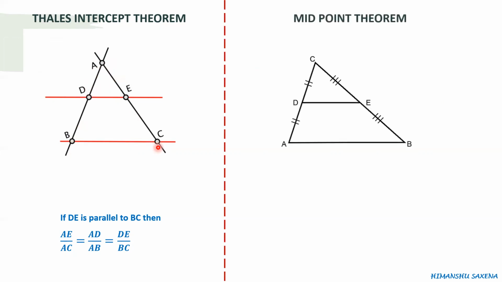Now there is another theorem called the midpoint theorem. So what does the midpoint theorem say? That if we join the midpoints of these two sides, AC and BC, if D is the midpoint of AC and E is the midpoint of BC, and if we join them, then this DE would always be parallel to the third side. So DE is parallel to AB. This is called the midpoint theorem.